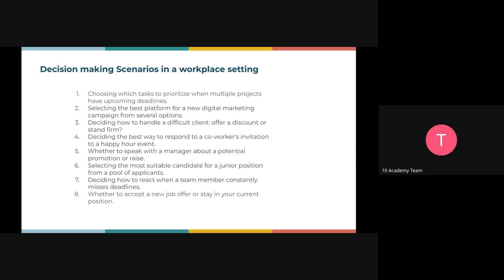Be platform for a new digital marketing campaign. Is there a hand? Okay, how long has it been?